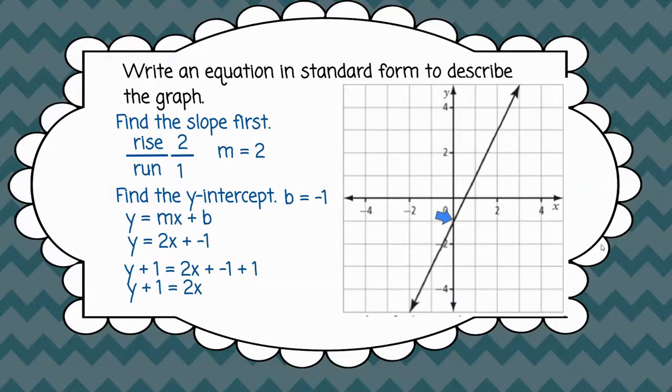Now my last step here is I need to get that y on the same side as the x. So I'm going to subtract y from both sides. That leaves me with 1 equals 2x minus y. Now remember, standard form means you have all the variables on one side. There are no fractions in the equation, and the x variable is positive. So you can see that we accomplished all of that here in this equation.